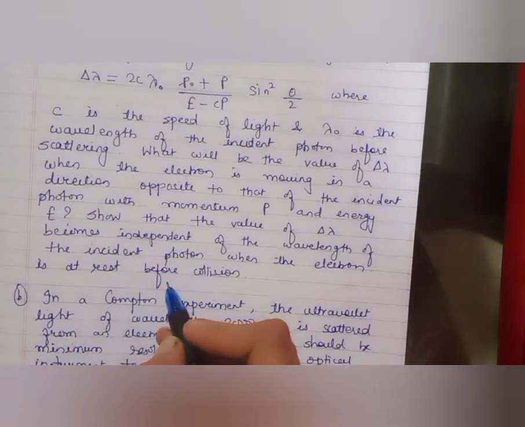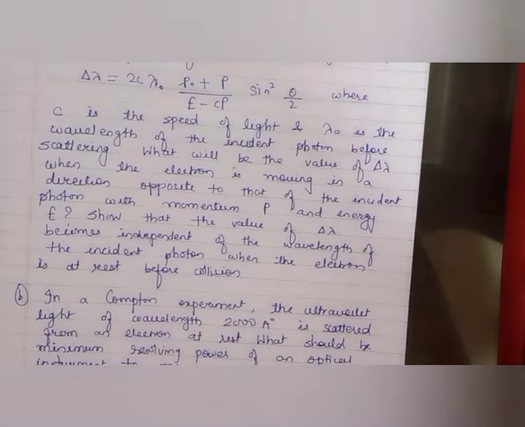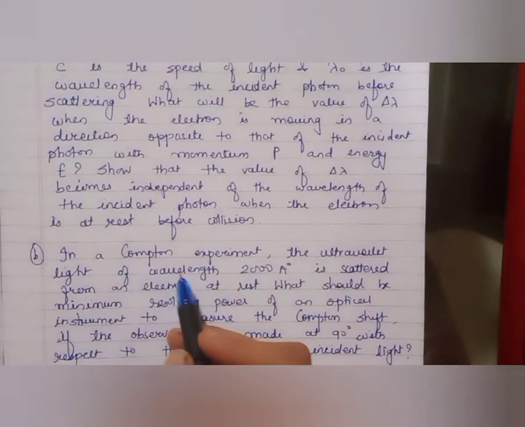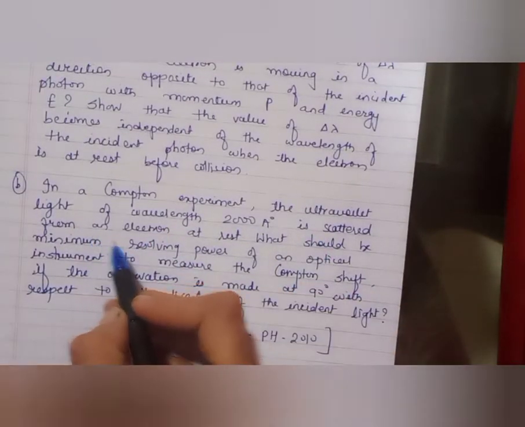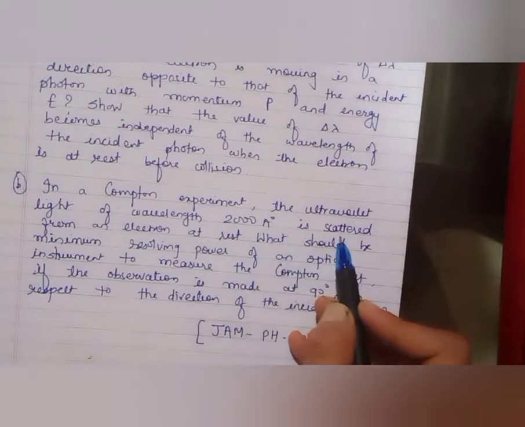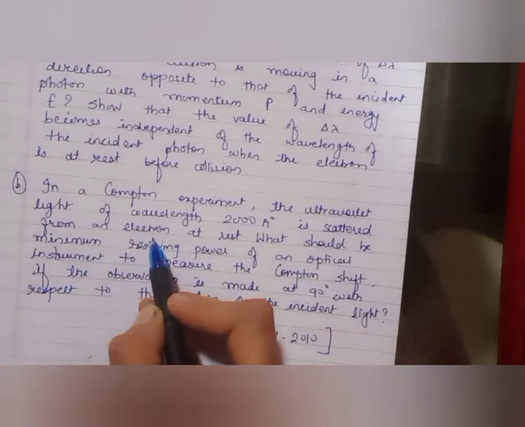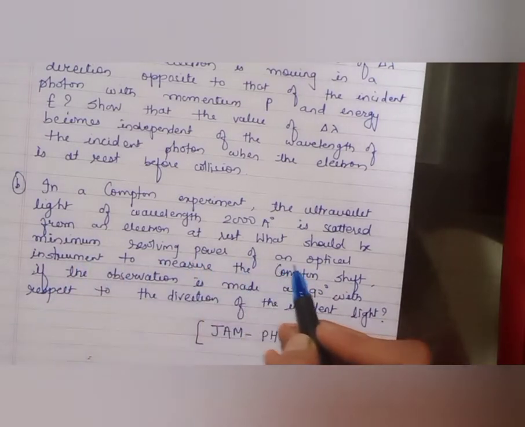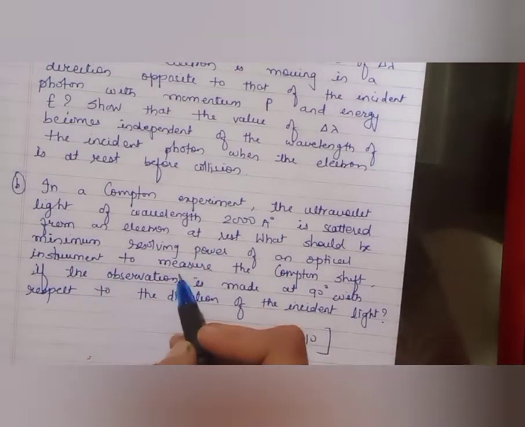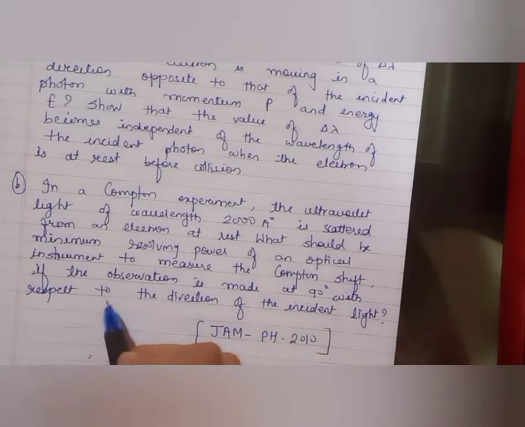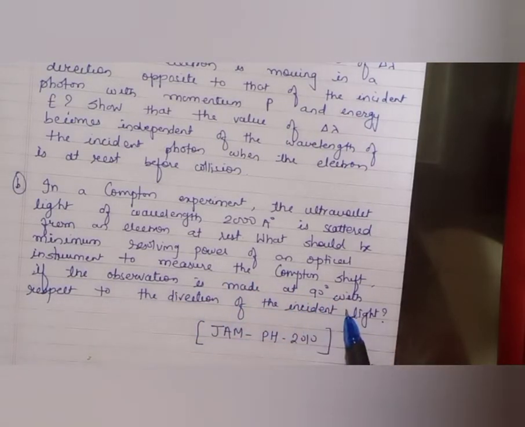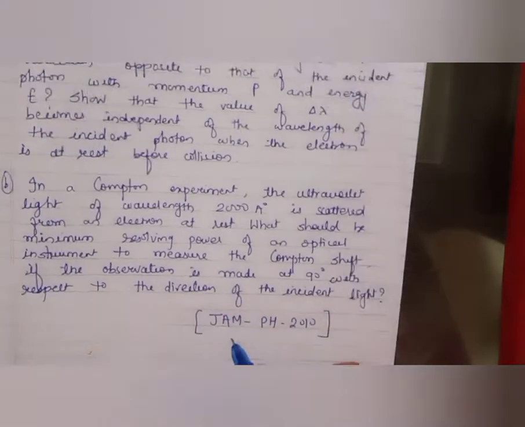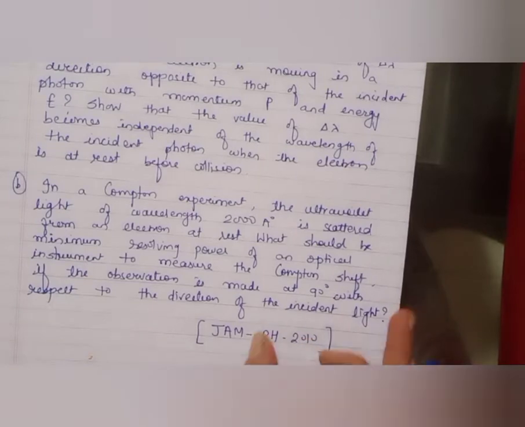at rest before collision. In part B, in a Compton experiment, ultraviolet light of wavelength 2000 angstrom is scattered from an electron at rest. What should be the minimum resolving power of an optical instrument to measure the Compton shift if the observation is made at 90 degree with respect to the direction of the incident light? This question was asked in JAM Physics 2010. So let us solve this numerical.